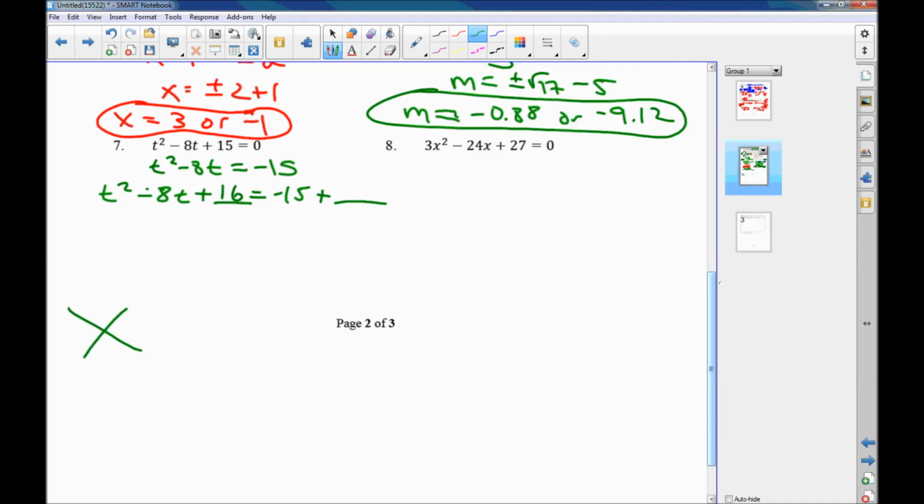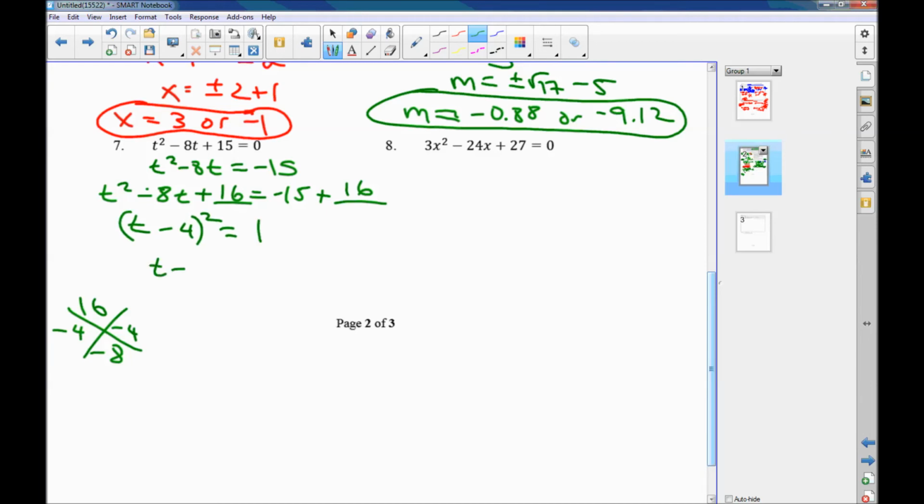And the reason why that works is we just think of what's half of -8. These are the two numbers that will add up to -8, -4 plus -4. That's -8 divided by 2. And then I square because I have to multiply the two numbers together. So this will give me 16. All right, so now I'm going to get t minus 4 squared equals 1.